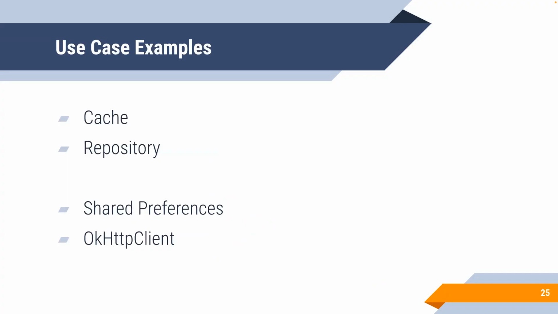Okay. So again, here's some use case examples. If you have a cache, you want this to be a singleton because you want every screen to be pulling the same data, kind of saving the same data as well. The repository, again, saving data, you want that to be accessible throughout the app.